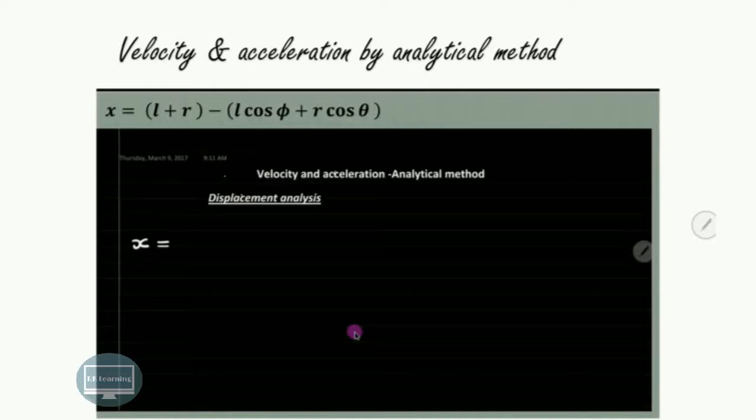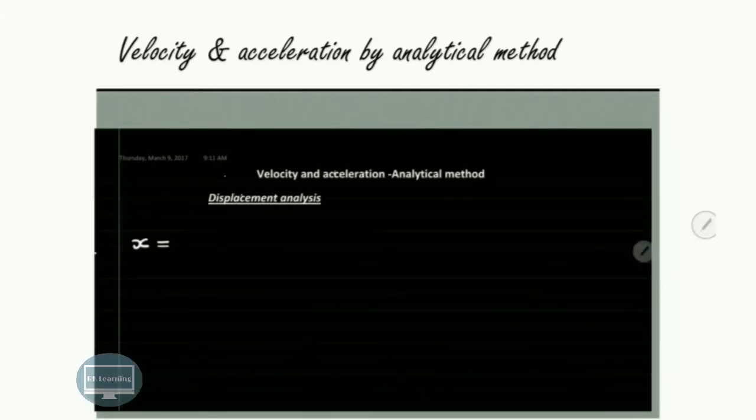Now let us start with our first analysis, that is displacement analysis, and we have seen that x is given by L plus r minus (L cos phi plus r cos theta). So let us start with this particular part. As we have already seen, x is given by L plus r minus, inside the bracket, L cos phi plus r cos theta. So this we have already seen.